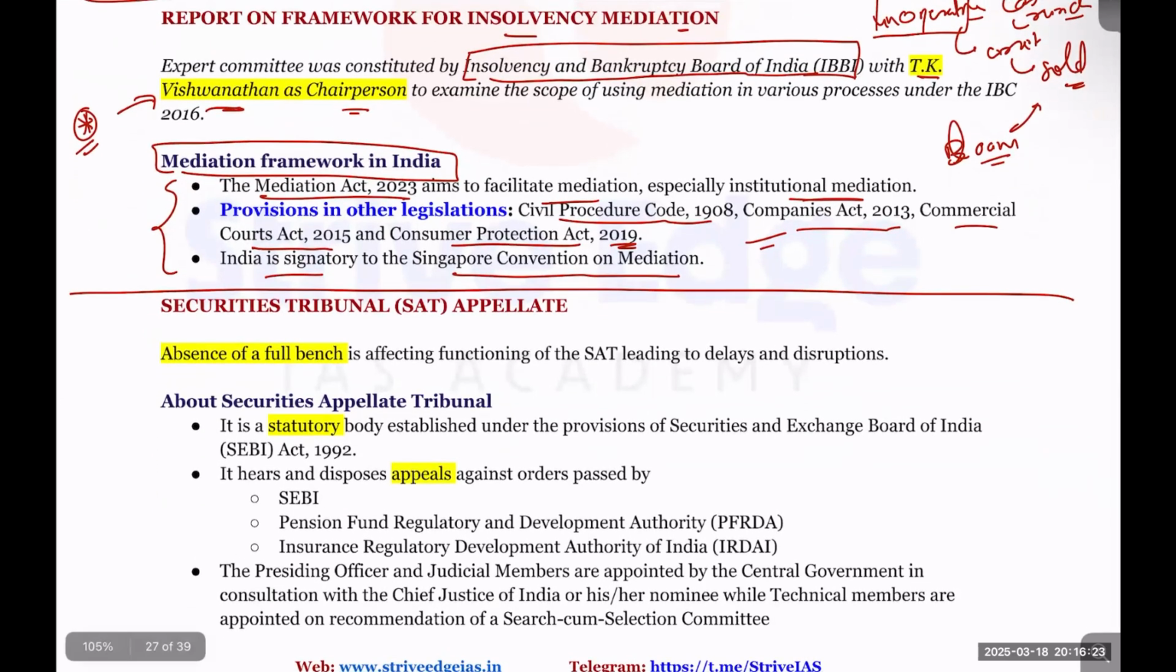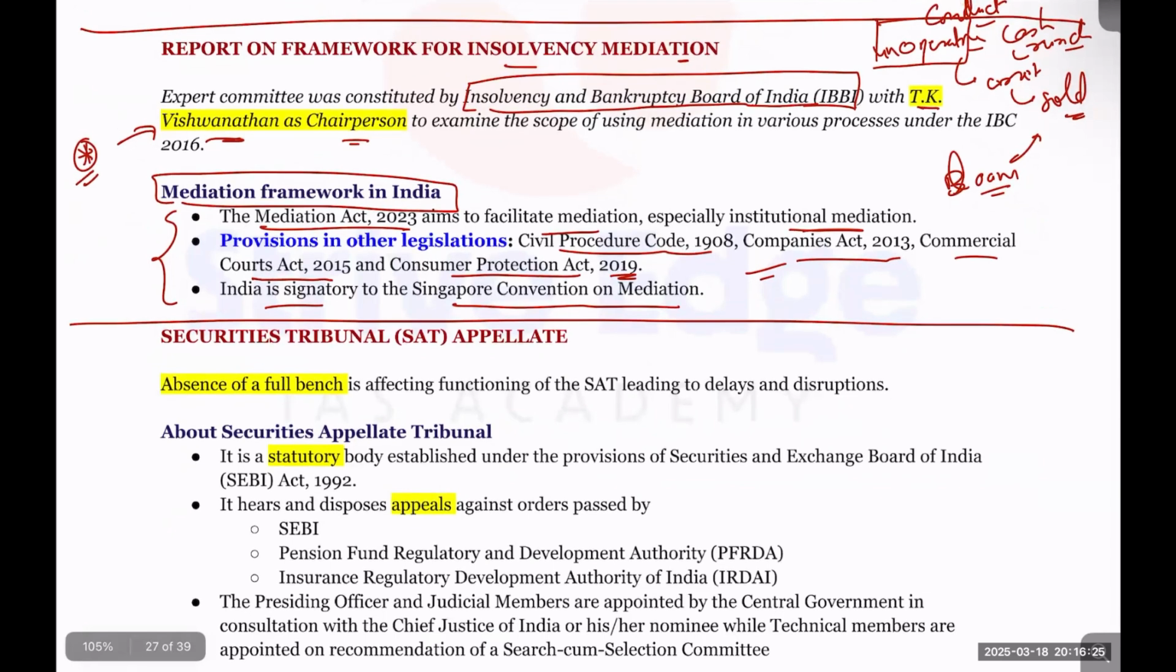Now, moving to the next topic. Only this much information was important for your prelims. If a question comes, it will come from this domain only. Otherwise, the question will not be asked. Right? You should remember who this T.K. Viswanathan is and what committee he has headed. Okay, what was the objective of that committee?